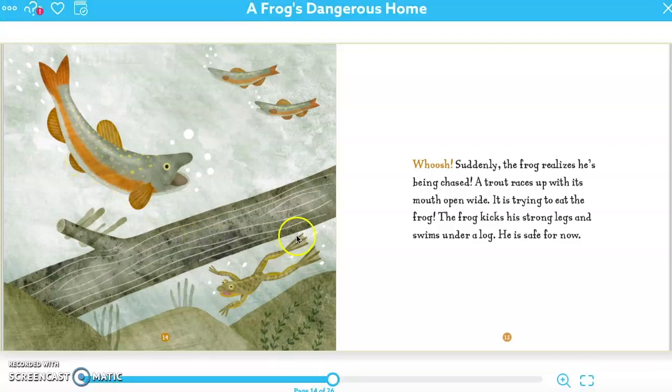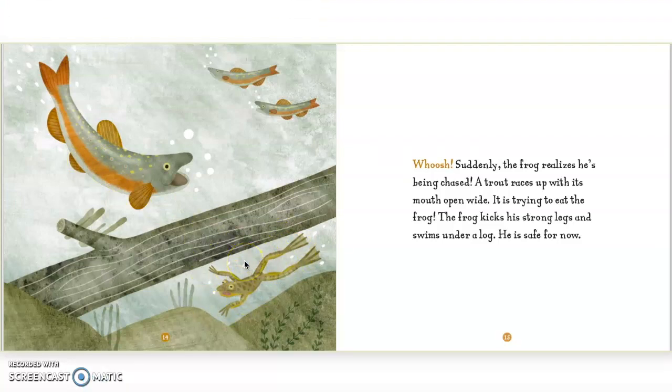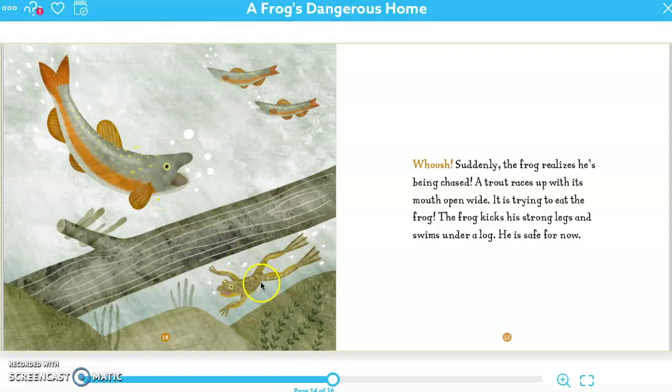Now, if the frog did have the fungus and was sick, and the trout was after him and ate the frog, do you think the trout would have the fungus now, since he ate a contaminated frog? Think about that.